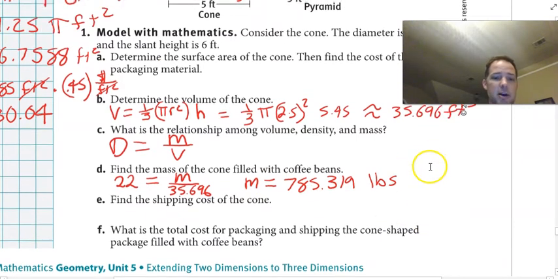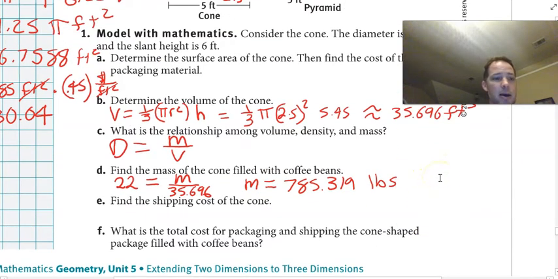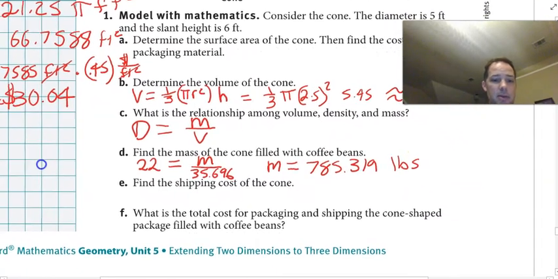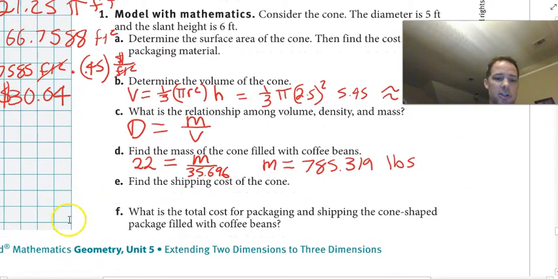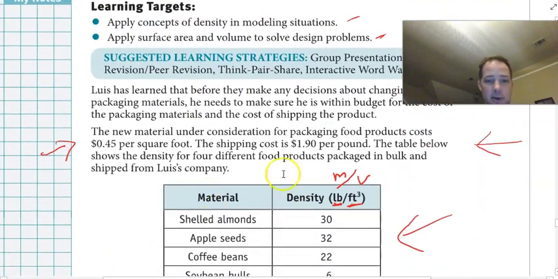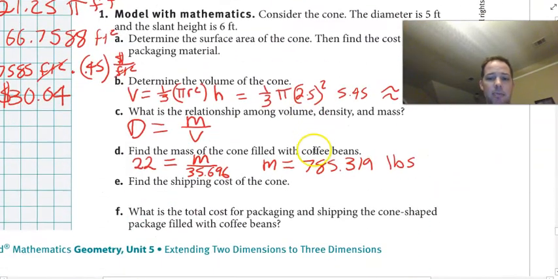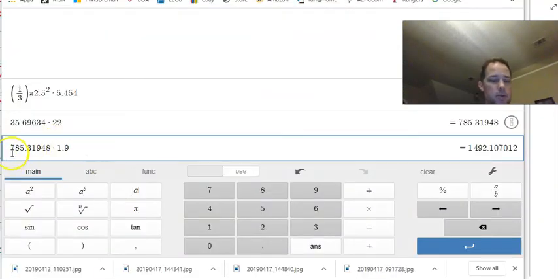So find the shipping cost of the cone. We'll do the shipping cost and then we'll do the packaging cost. So the shipping cost up here tells us it's $1.90 per pound. So multiply this by 1.90. There we go. So 785 pounds times $1.90 per pound gives us a total of $1,492 for shipping. So 1492.107.